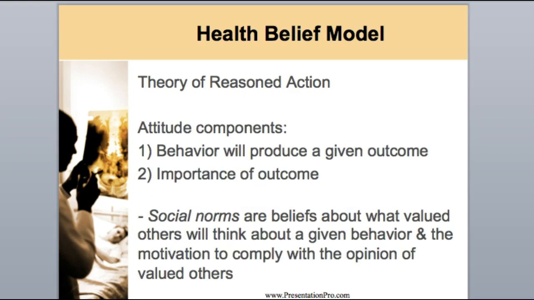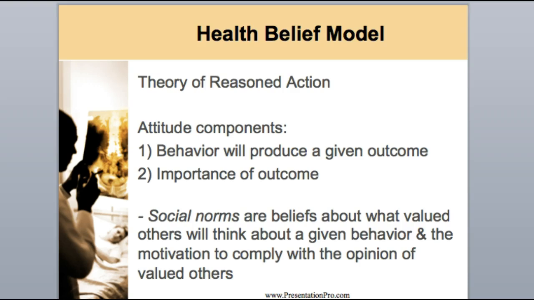The theory of reasoned action has two components related to behavior. And that is behavior will produce a given outcome and how important that person thinks that outcome is. When thinking about the theory of reasoned action, you're looking at two components: the behavior that will produce a given outcome, or that's the reasoning that the client is taking, that the behavior that they're exemplifying or the behavior that they will take part in will produce a specific outcome. And then also how important that outcome is to that client.